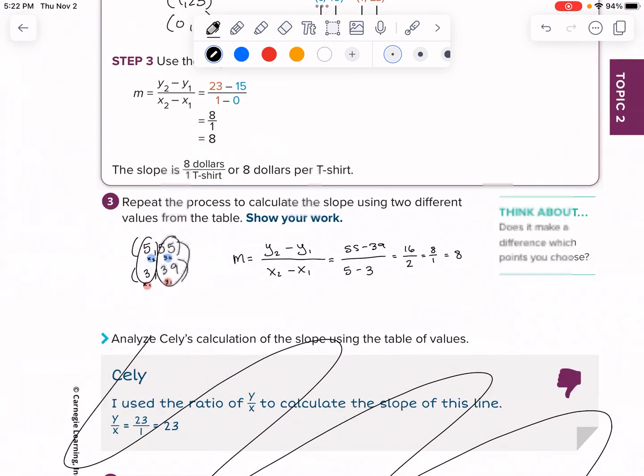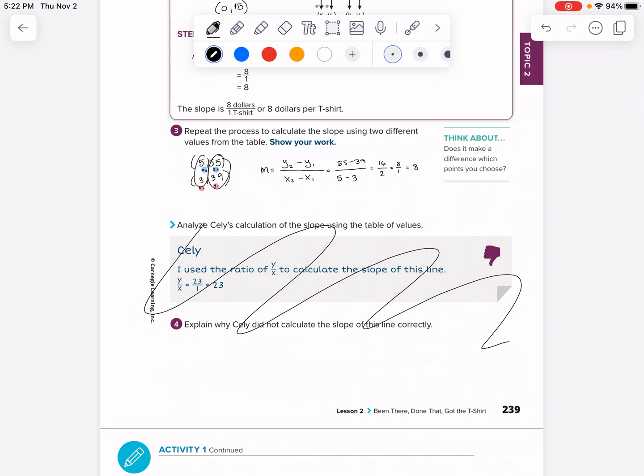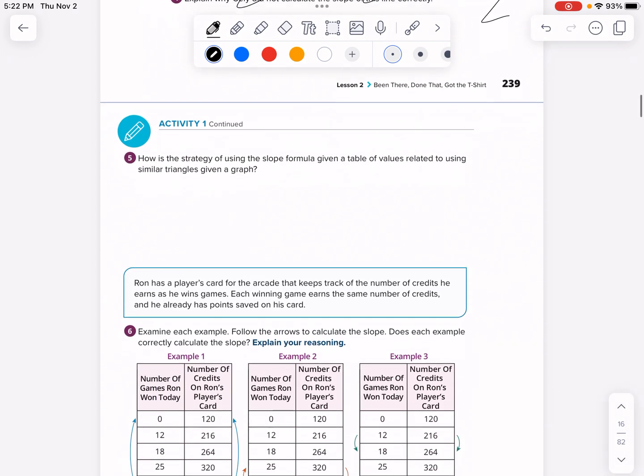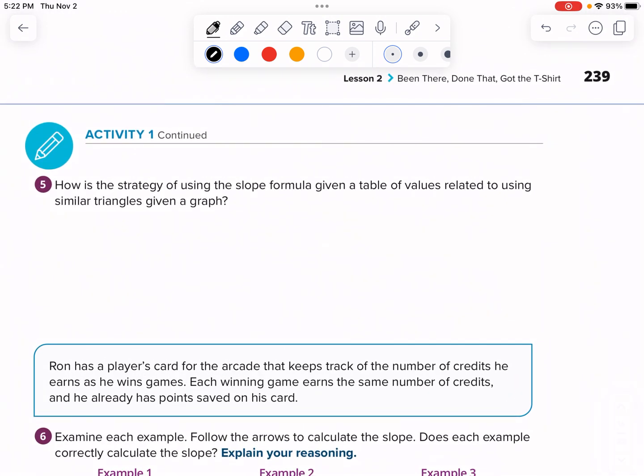All right. The next part we're skipping, where it talks about Selye's calculation. Ignore that. Let's go to page 240. And we're going to compare these various ways of calculating the slope. So we have, well, just reading the question. How is the strategy of using the slope formula given a table of values related to using similar triangles given a graph? So we have a table, we have a graph, right? All in all, you're still going to have the same x and y values.